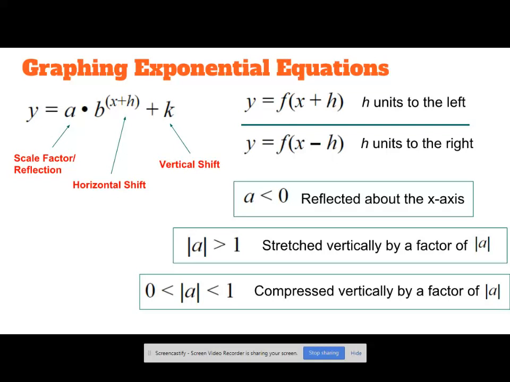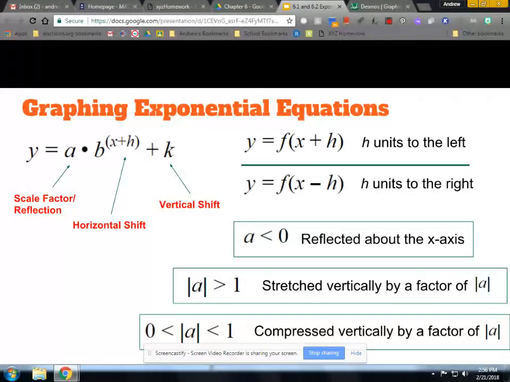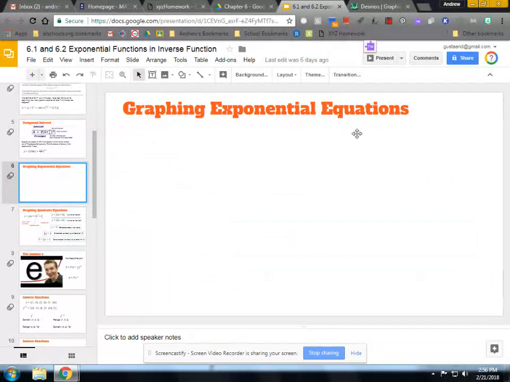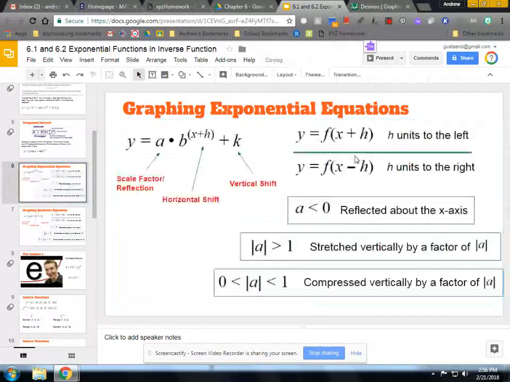There's one thing that's not on this list that is a little bit different with exponential functions than quadratics, and I'll show you what that is here in just a minute. So that's walking you through that. Let's look at some examples. So I'm going to delete this so I can just have it.